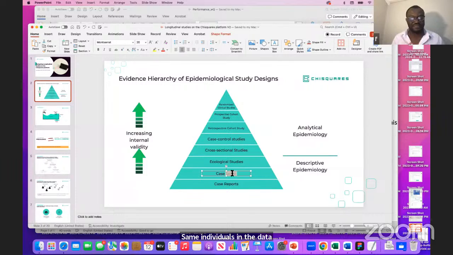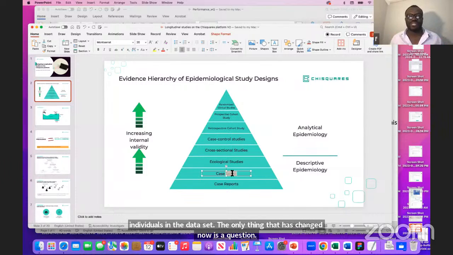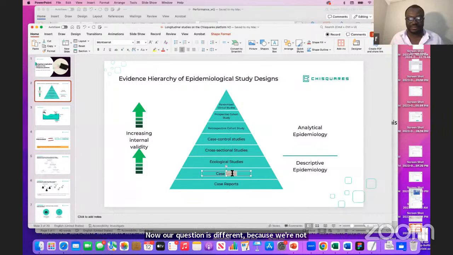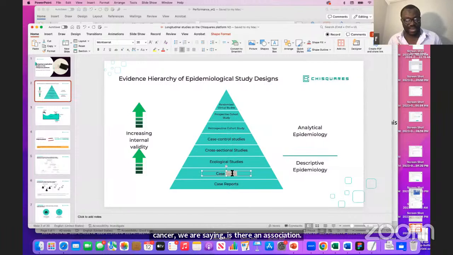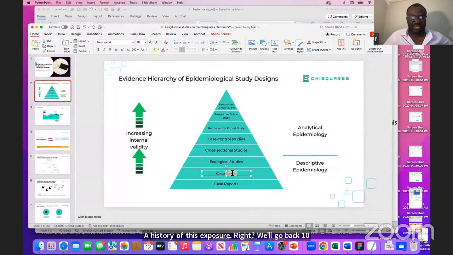Now our question is different because we're not just saying what are factors associated with this cancer. We are saying, is there an association between exposure to asbestos and lung cancer? Now, what we have to do is go back in time and reconstruct a history of this exposure, right? We'll go back 10 years and see, did these individuals live in an asbestos house? What kind of occupation did they have?